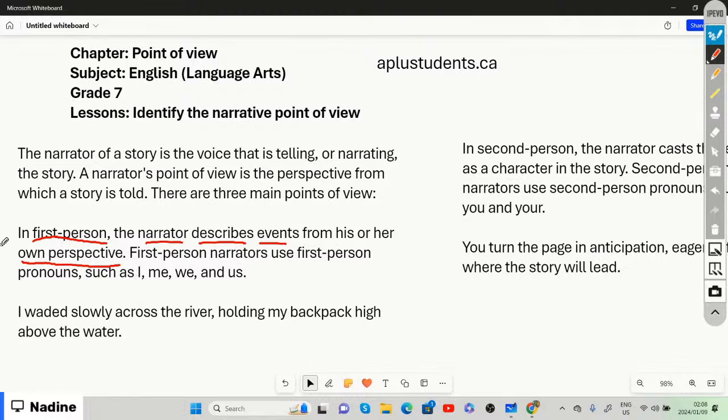Also, within the first person, narrators use first person pronouns. So they use first person pronouns like I, me, we, or us, because they are basically telling the events or describing the events from their own perspective, right? So if you are describing something in the first person, then it means that you're describing events from your own perspective. So you're going to use things like I, me, we, or us.